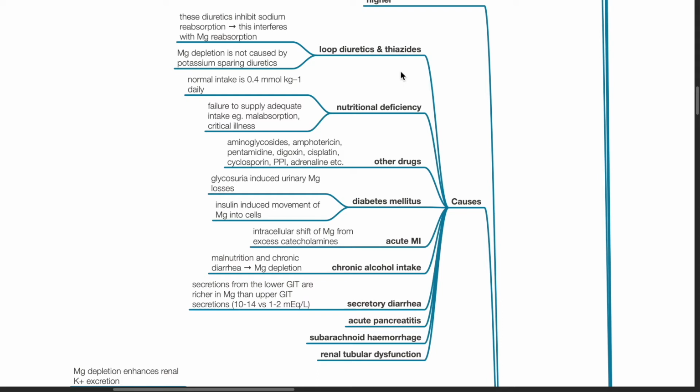In acute MI, there is intracellular shift of magnesium from excess catecholamines. In chronic alcohol intake, there is malnutrition and chronic diarrhea, and this produces magnesium depletion. Secretory diarrhea contributes to hypomagnesemia as secretions from the lower GI tract are richer in magnesium than the upper GI secretions. Other causes of hypomagnesemia include acute pancreatitis, subarachnoid hemorrhage, and renal tubular dysfunction.